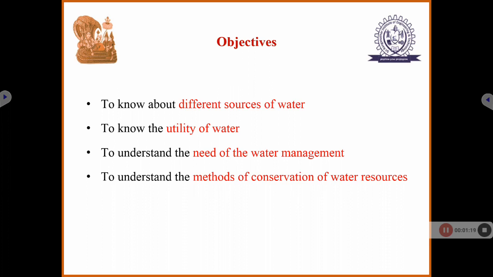Then third, to understand the need for water management. We know water is very essential, so we need to preserve that water and give it to the coming generation, so we must have a water management system. And last, to understand the methods of conservation of water resources.